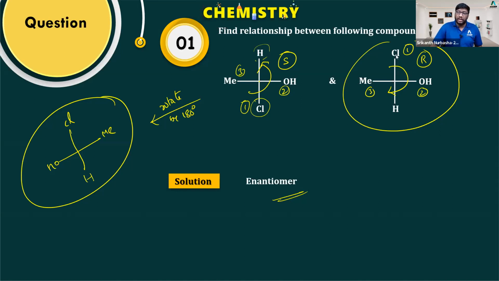So what is the relationship between these two compounds? They are said to be enantiomers. Like that, whenever two compounds have been given to you, and if you can't do the rotations or interchanges, find the configuration. If configuration is exactly reversed, they are said to be enantiomers.